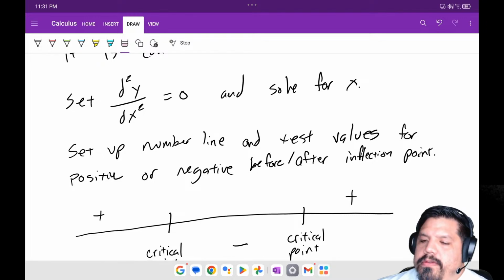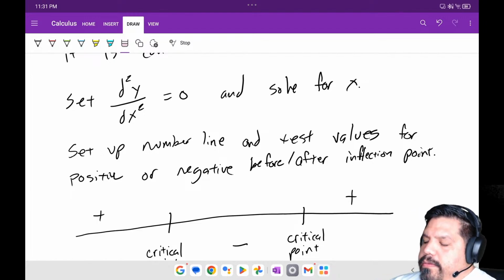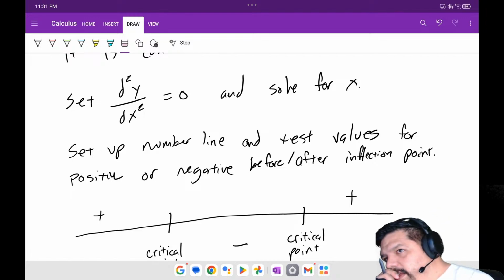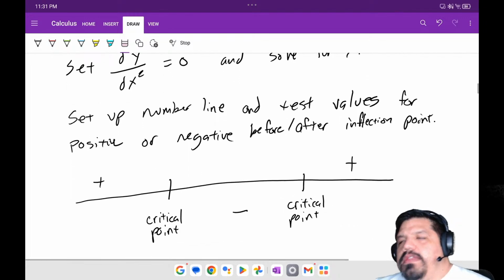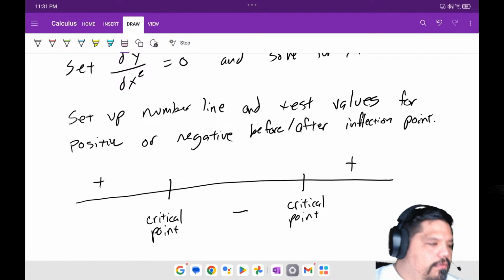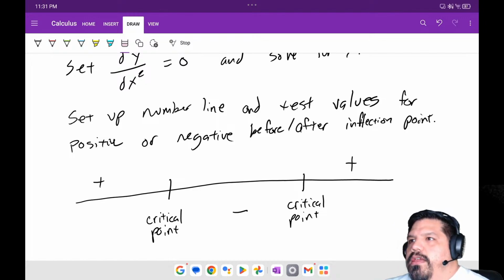Okay, so we set the second derivative equals 0 and solve for x. Set up a number line and test values for positive or negative before and after the inflection point. You're setting up this number line to test the second derivative values that you set to 0 and found. These would be the critical points, so that way we could check inside that range if there were multiple values.